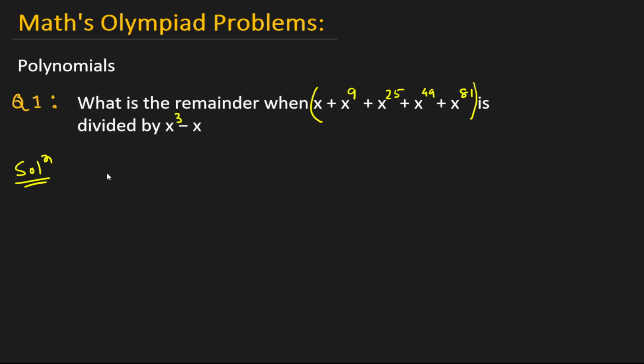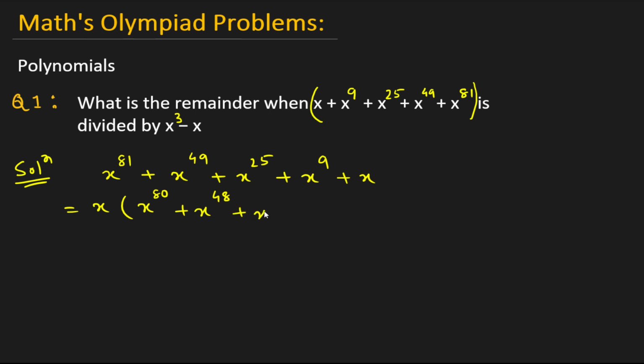So this polynomial we can also write like this. Let us write it in reverse order: x to the power 81, then x to the power 49, x to the power 25, x to the power 9 and then x. Now from each and every term, let us take x common. Now it will become x to the power 80, then x to the power 48, x to the power 24, x to the power 8, and finally 1.